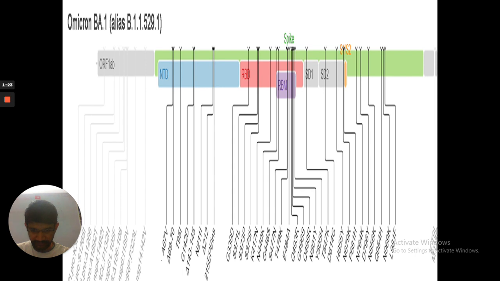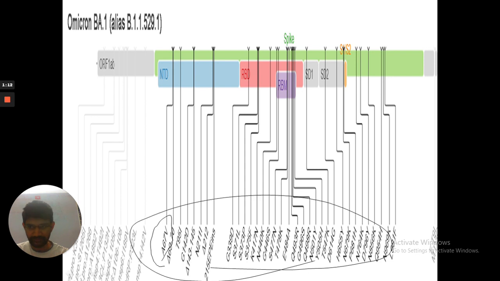How do we read this? Okay, first you can concentrate on this one. It is A67V. A67V means the alanine amino acid is replaced by valine at the 67th position. Okay, that is what it means. Okay, that is how you read the total mutations. Okay, these are the Omicron total mutations.